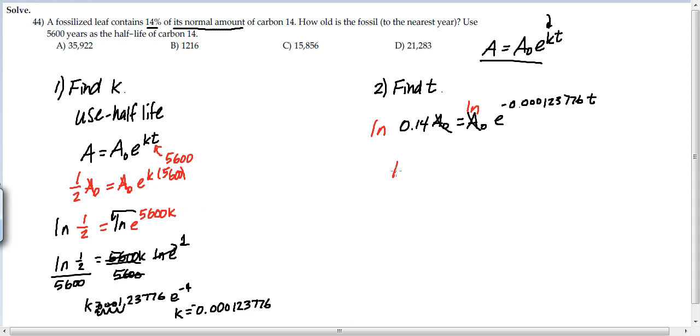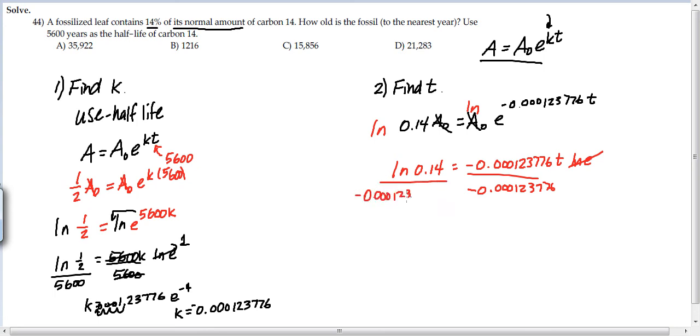and that'll let us write ln of 0.14 equals negative 0.000123776 t ln e, and again the ln of e goes away, so we divide by the negative 0.000123776 on both sides. And that should give us our answer.